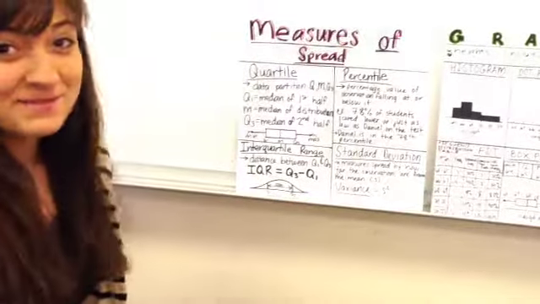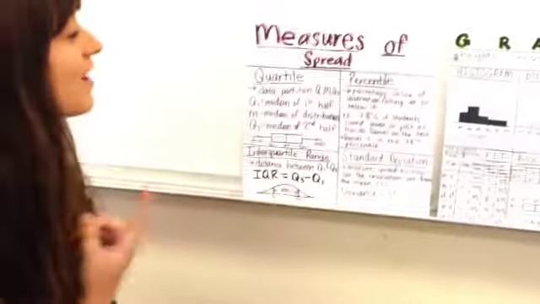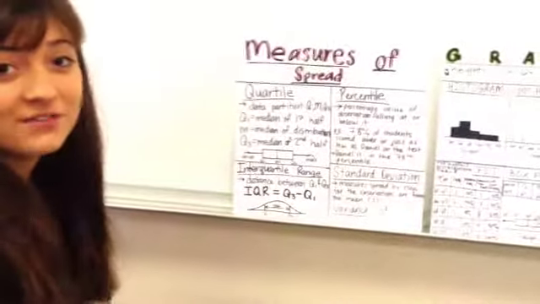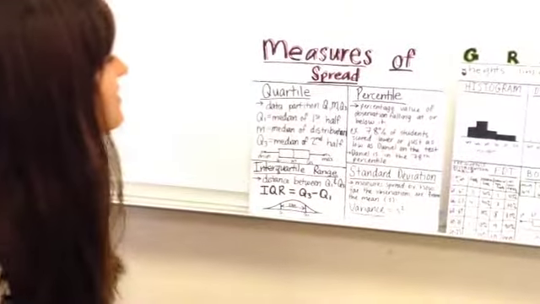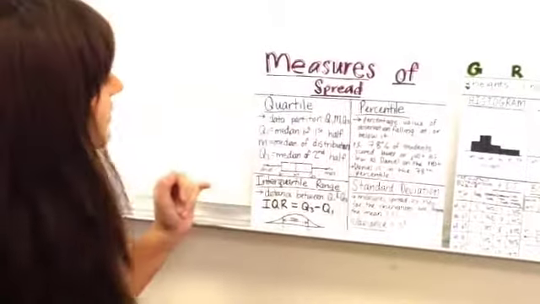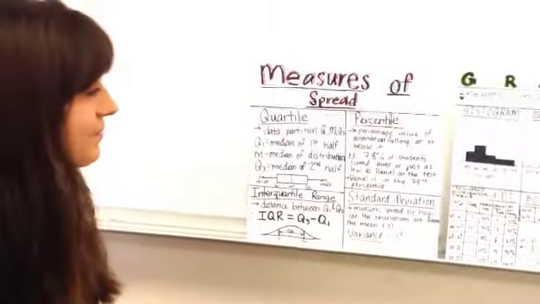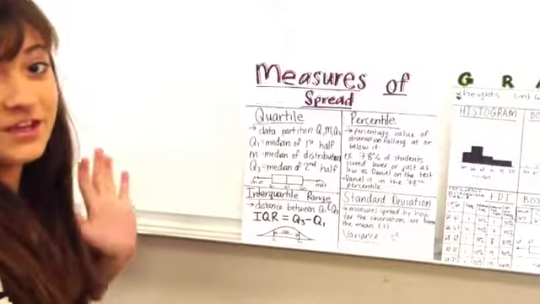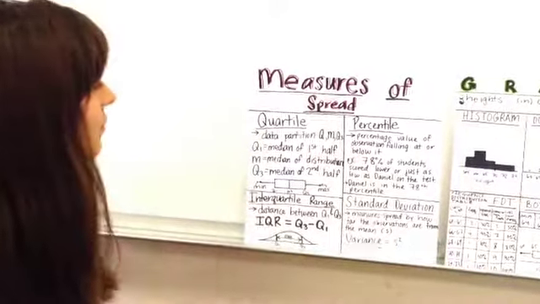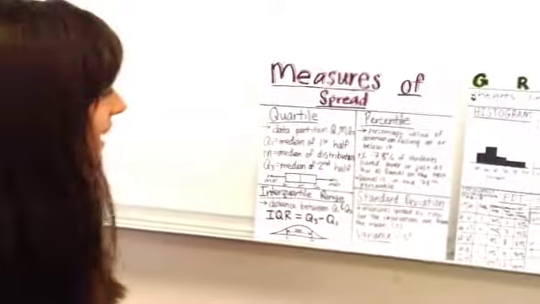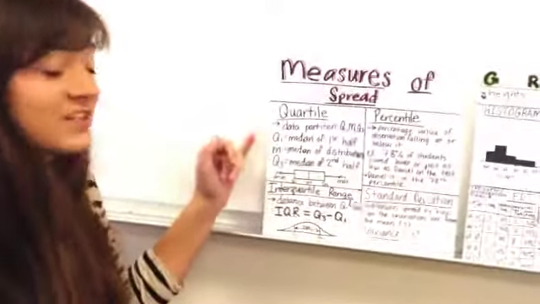Hello, my name is Emily Rubio, and today we're going to talk about measures of spread and graphs of different distributions. For measures of spread, we have different ways to measure how far the distribution goes, and one of those ways is a quartile, and it's a data partition.